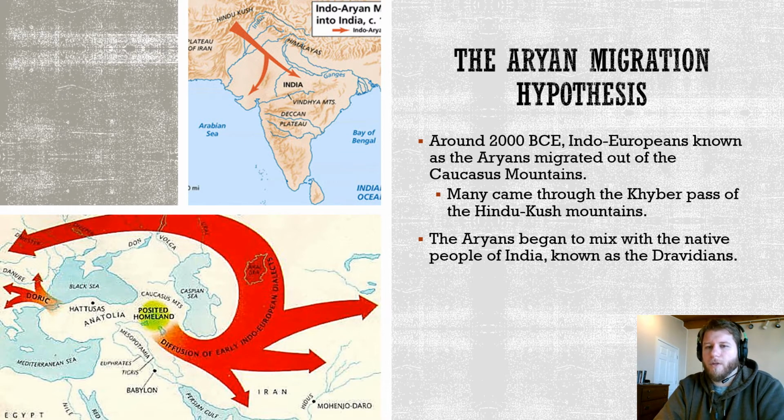We know that if this happened, it was through the Hindu Kush mountain pass known as the Khyber Pass, and that these people would have mixed with and/or asserted control and dominance over a group of people in India known as the Dravidians, who are seen as the native peoples of India.